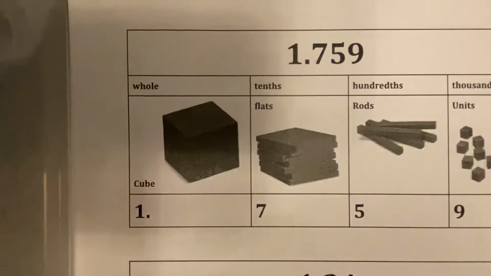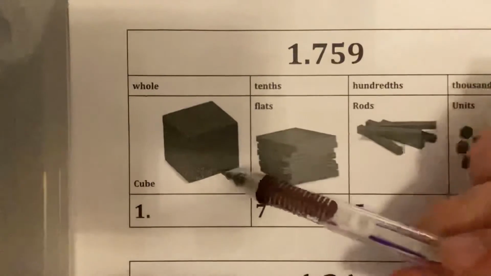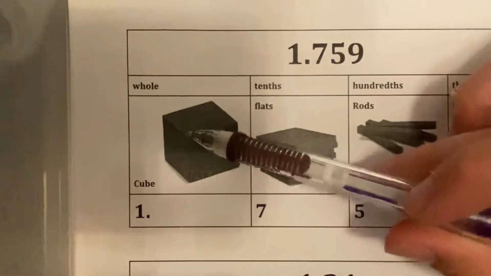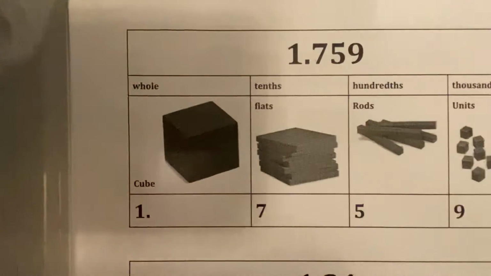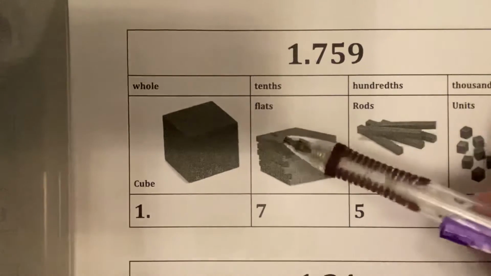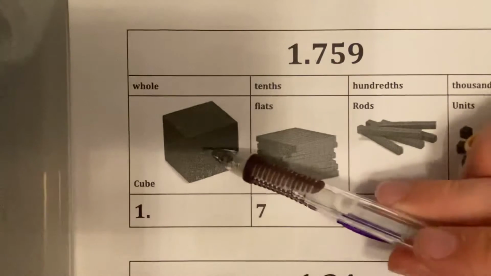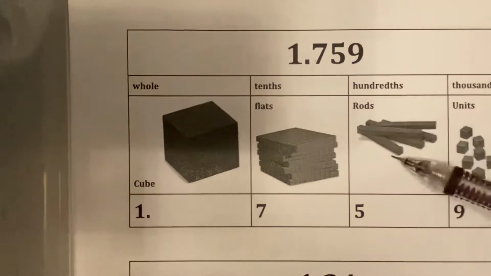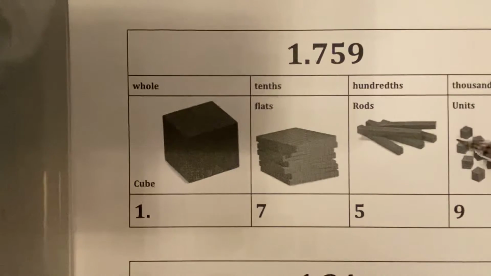Alright, so today we're looking at base 10 blocks and how they relate to decimals. There are times where the cube, the base 10 block that has 1,000 little pieces in it, is going to represent one whole. In these instances, when the cube represents one whole, then the flats would represent tenths, rods, hundredths, and little units, thousandths.